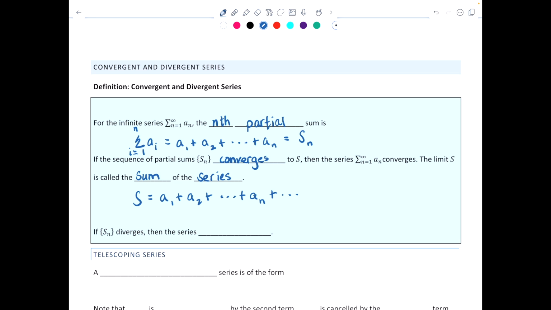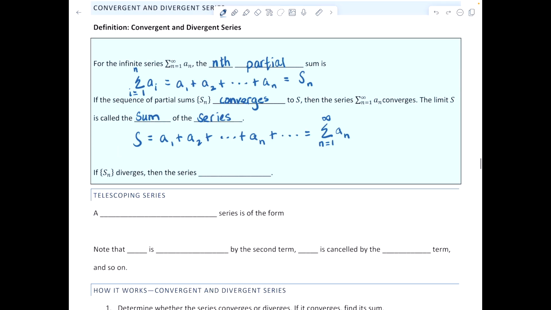And then as a summation, that would look like the summation from n equals 1 to infinity of a sub n. We now put n as the index of the summation, since it's going to infinity. The first summation had n as the final value you plug in for i in the series, which is why we had to change the index to i. But for this one, we're going to infinity, so we can keep that index as n. So if this sequence of partial sums diverges, then the series diverges.